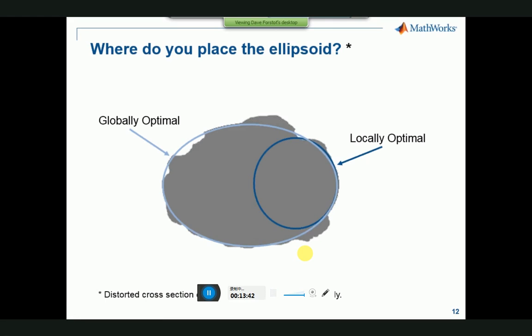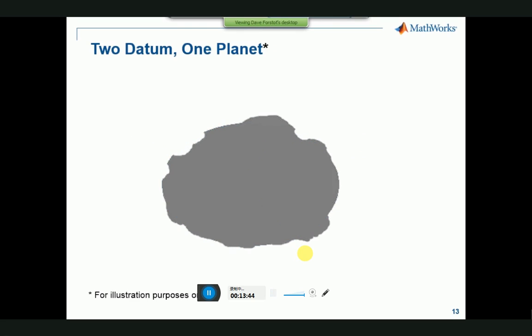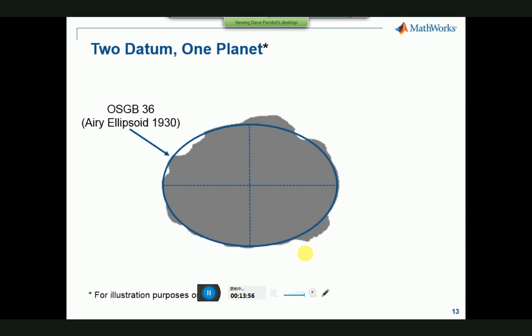Now, the reason there's been so many datum is because we've needed to have accurate ways to specify position at different points in the Earth at different points in time. So in Great Britain, there was a datum defined, OSGB 36, and it was based off an ellipsoid definition called the Airy ellipsoid of 1830. Again, this is my chewed cookie or gross cross-section of the Earth. This is just for illustration purposes.